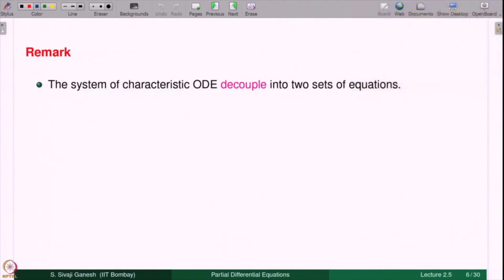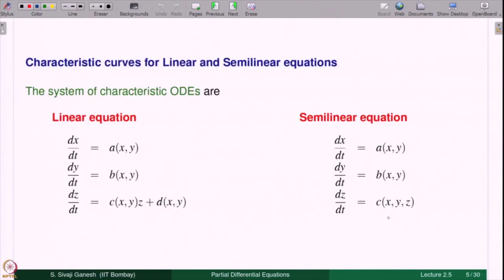The system of characteristic ODEs decouples into two sets of equations, that is what we need to observe. If it is a quasi-linear equation, we will have A(x,y,u), B(x,y,u) and C(x,y,u). And because A and B do not depend on the third variable, the first two equations, if you look, feature only x and y. The equations for x and y are given in terms of right hand sides which are functions of x, y only. So, we do not require to solve the equation for z first, we can solve these two independently. Similarly, in the semilinear equation, x and y can be solved for without bothering about the equation for z.